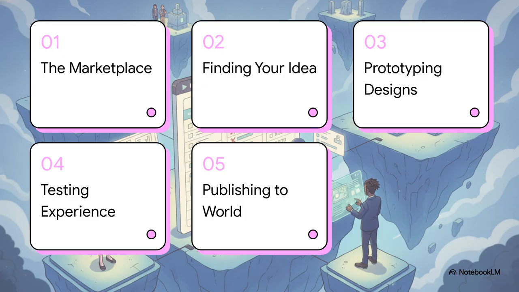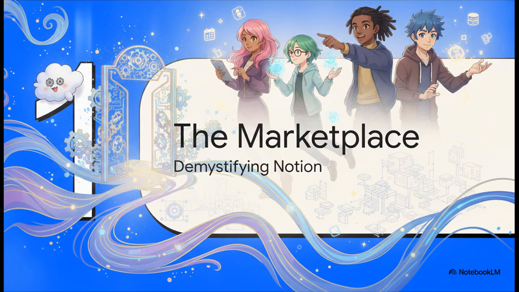We've got 5 simple steps: the marketplace opportunity, finding your idea, prototyping designs, testing the experience, and finally, publishing to the world. All right, Section 1, the marketplace opportunity. Let's demystify the Notion ecosystem, darling.